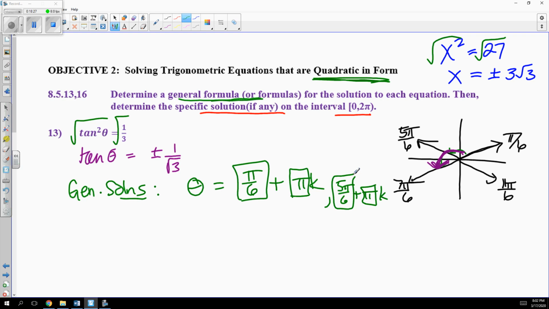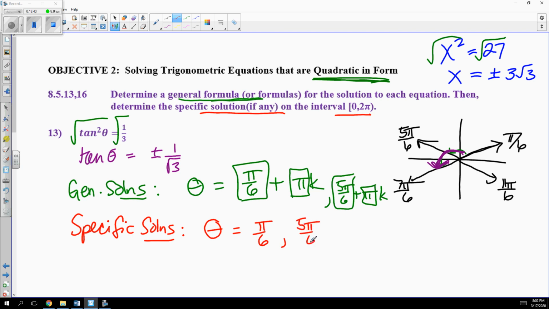On the specific solutions, we really just already found them. So we already listed almost all of them out. It's easier oftentimes to find specific solutions first, but it can be challenging when there's a multiplier in front of theta. So pi over 6, and then 5 pi over 6, 7 pi over 6, and 11 pi over 6.